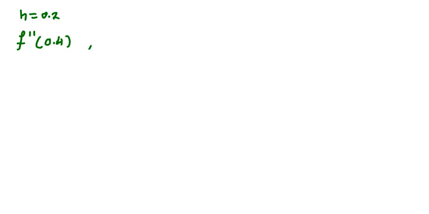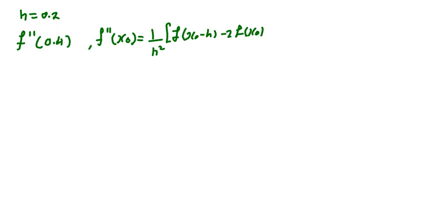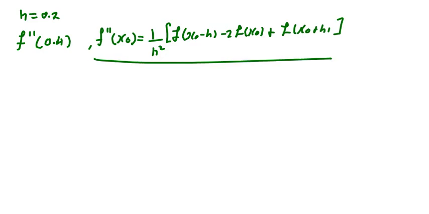It's given as follows: f prime prime of x naught is equal to 1 over h squared, open bracket, f of x naught minus h minus 2 f of x naught, plus f of x naught plus h. There's an error part here, by the way, but I'm not including it because I'm more interested in using this part to approximate the value.